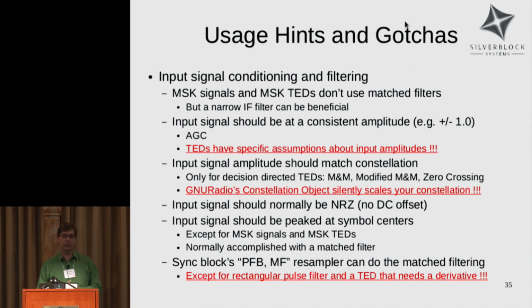The input signal should normally be non-return to 0 with no DC offset. The input signal should be peaked at the symbol centers, except for the MSK signals, obviously. This is normally accomplished with the match filter. So the Synch block's PFB match filter option for the resampler can do the match filtering for you. The exception would be if you have a rectangular pulse filter and a timing error detector that needs a derivative. It kind of breaks down there, and you'll have to use an external match filter.